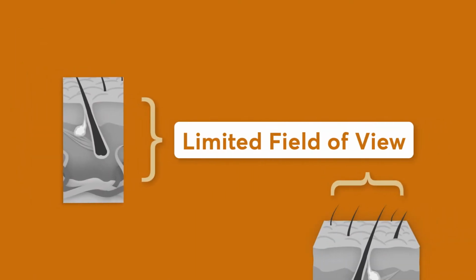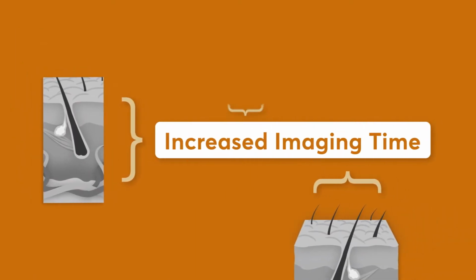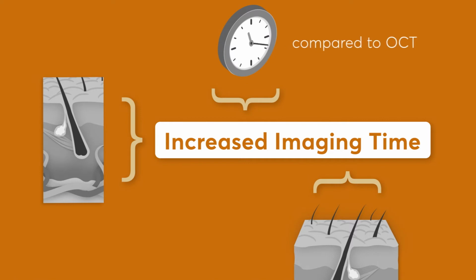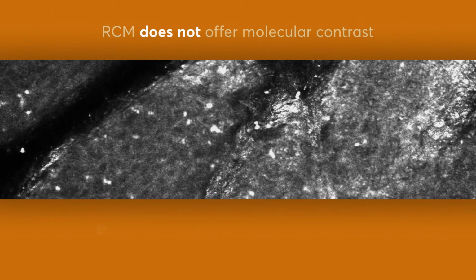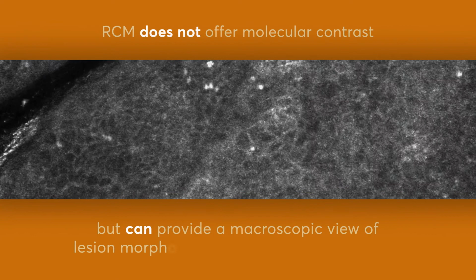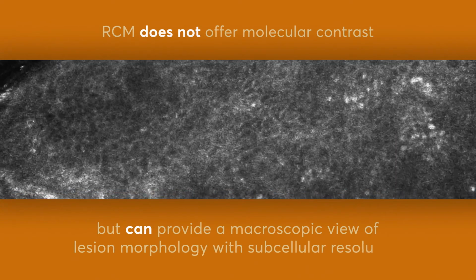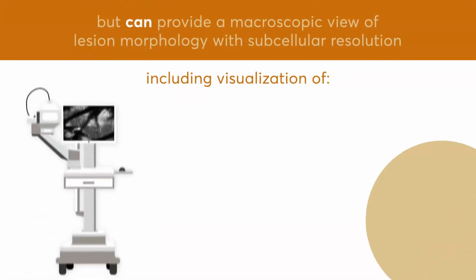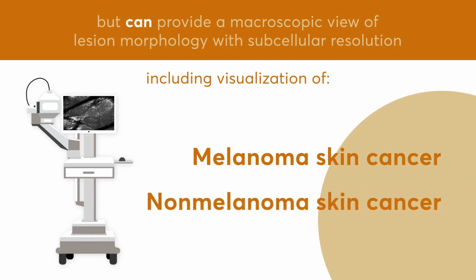Limitations of RCM include limited penetration depth and field of view. There is also an increase in imaging time compared to OCT, tens of seconds to a few minutes for RCM compared to a few seconds for OCT. RCM does not offer molecular contrast, but can provide a macroscopic view of lesion morphology with subcellular resolution, including for visualization of melanoma and non-melanoma skin cancers.